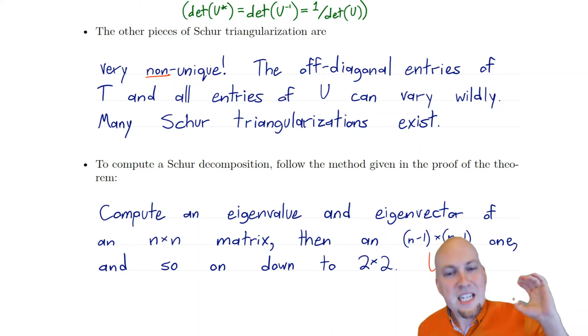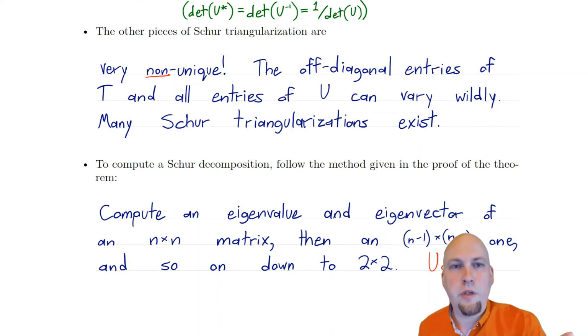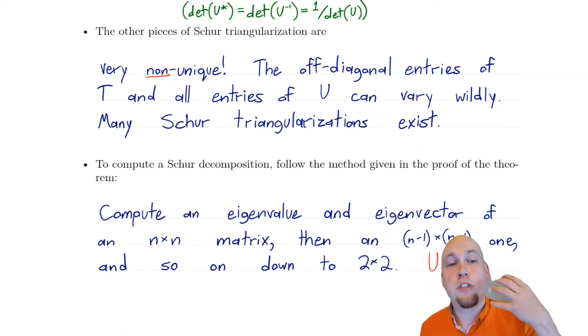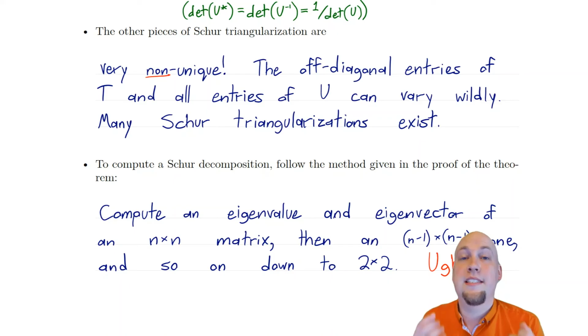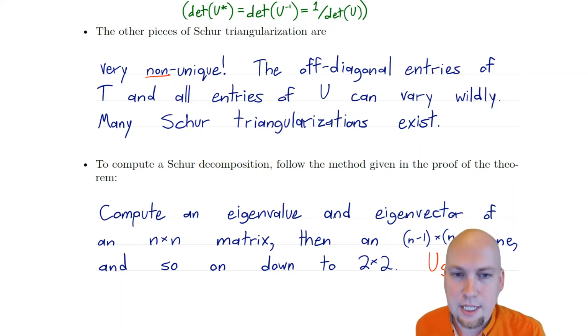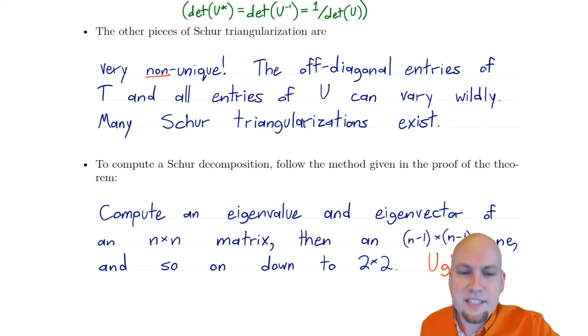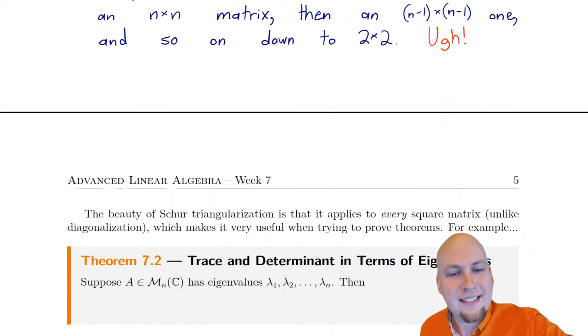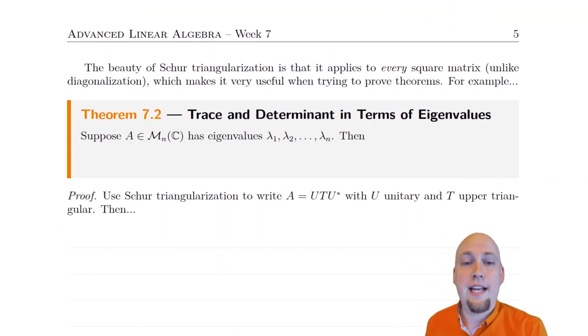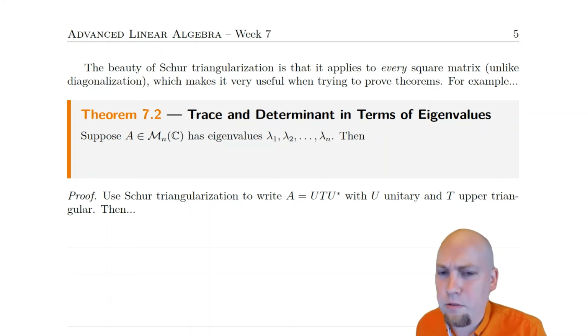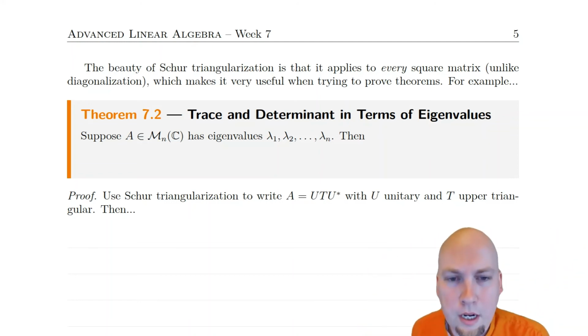But in practice, this is not something you want to do. We do not actually want to compute Schur triangularizations in practice. Think of Schur triangularization as a theoretical tool. It's a very, very useful theoretical tool. It's extremely useful to know that we can Schur triangularize every matrix, but we don't actually want to do it. To try to convince you that it's a useful theoretical tool, let's see what types of things we can prove really easily now that we have it at our disposal. The reason that it's useful is because it applies to every square complex matrix, right?